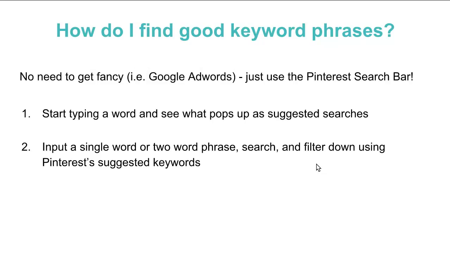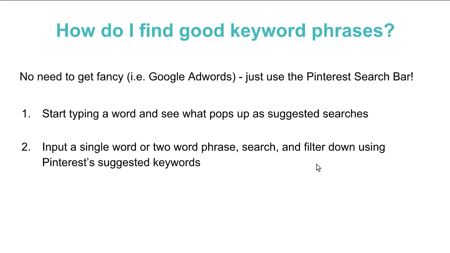How do we find these good keyword phrases? If you have a standalone website or have worked with SEO at all, you might have heard of Google AdWords, which has a keyword planner that helps you find popular keywords, what people are looking for around the web on Google. We don't need to get that fancy. We just need to use the Pinterest search bar. It's really, really easy. All you have to do is start typing a word and you can see what pops up as a suggested search.